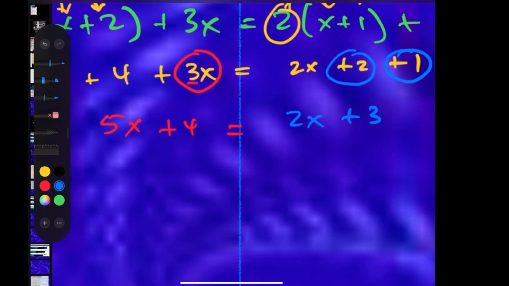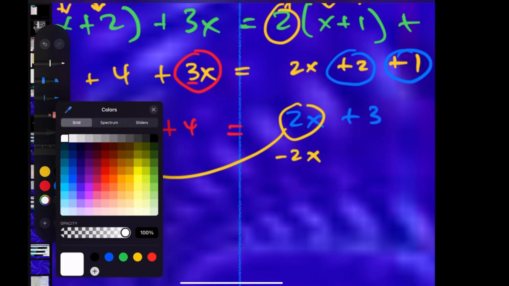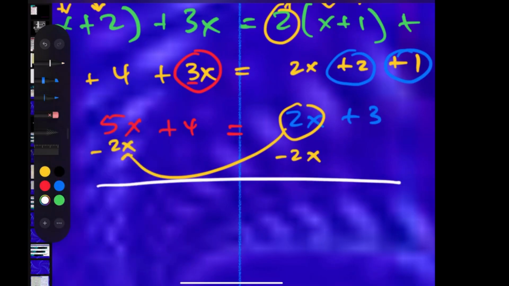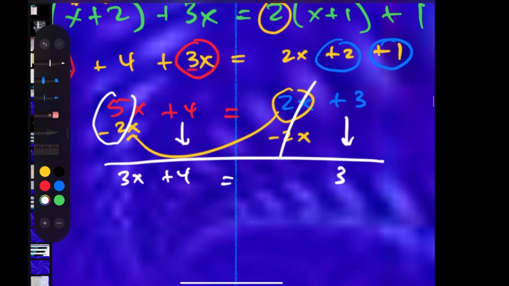Okay, this is choose your own adventure, but it's easier if the x is on the left side. I'm going to move this across. To do that, I have to do the opposite. Minus 2x, minus 2x. So I get 5 minus 2 is 3x, plus 4 equals what? What's on the right side? 3. This falls down.